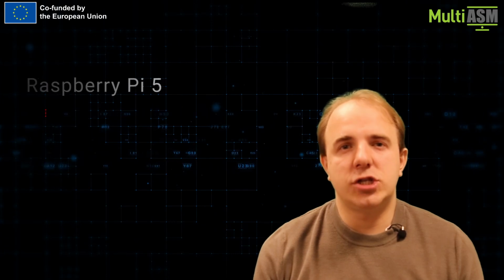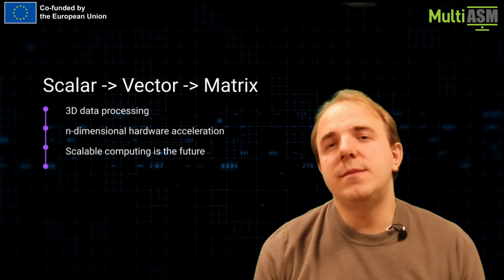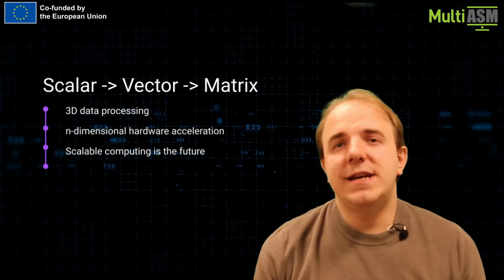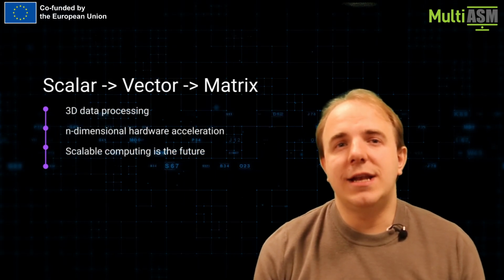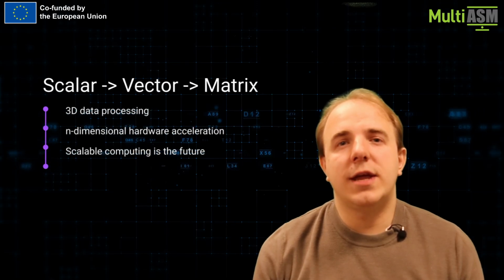However, not every processor supports these extensions. For example, the Raspberry Pi 5 uses an ARM v8.2 core, which does not include the scalable vector extension. Even so, understanding SVE and SME is important. They represent the direction ARM architectures are heading towards: increasingly scalable and hardware-accelerated computation.